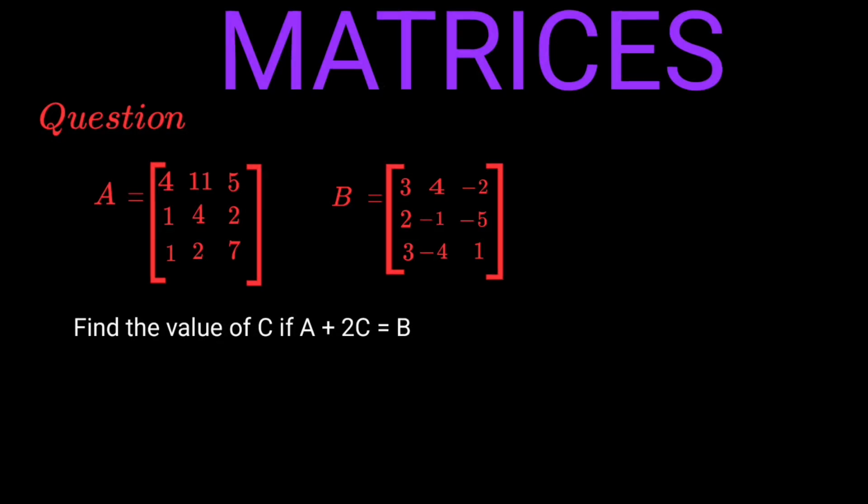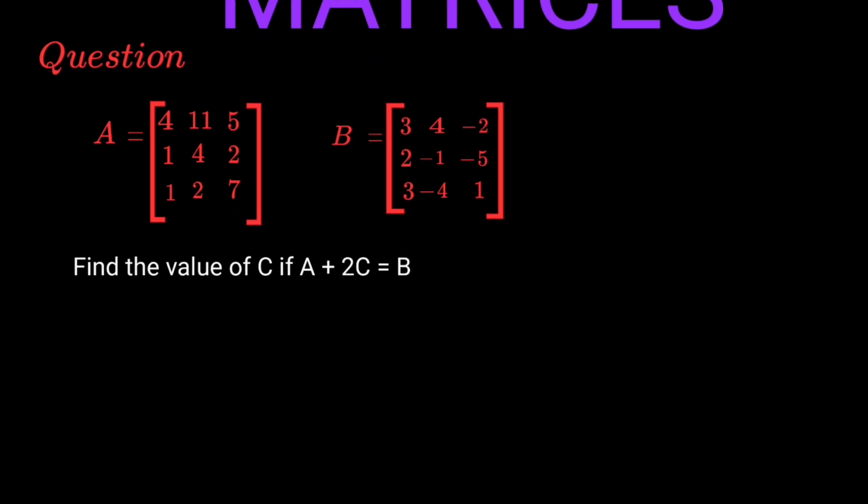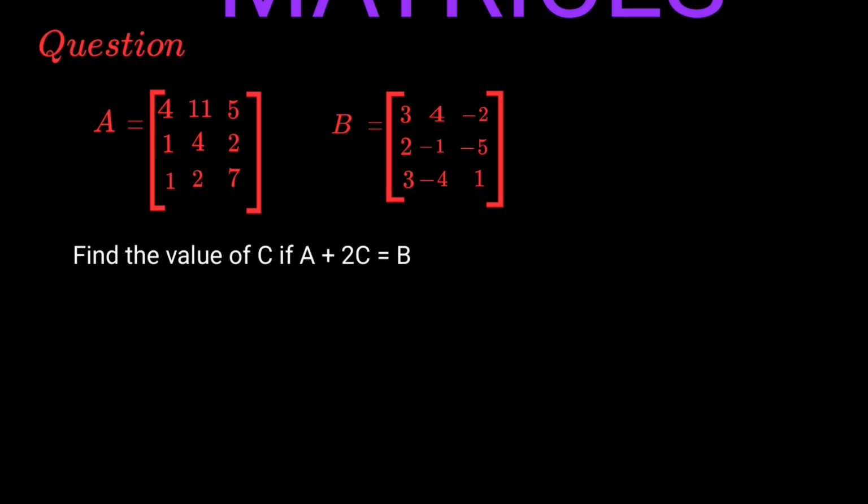In this video, we are going to solve a question on addition and subtraction of matrices. The question says we should find the value of C if A plus 2C is equal to B. We have been given the matrix A and we have also been given the matrix B. So we start with a solution.